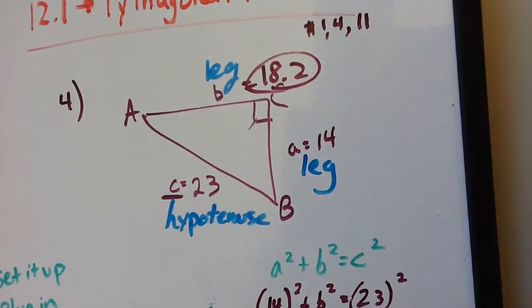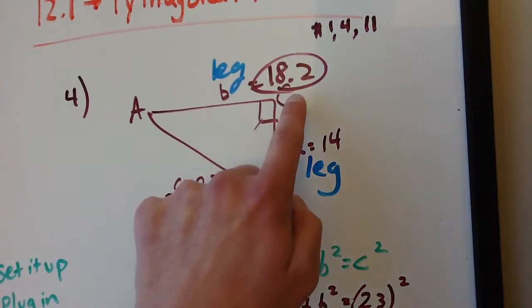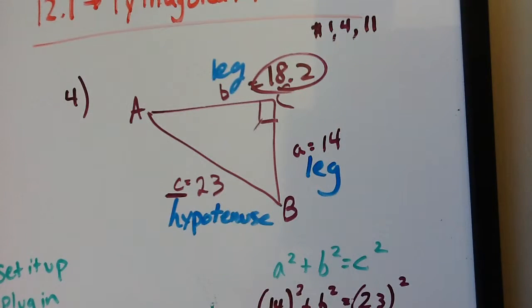18.2 is the length of the other leg, the length of this b right here. Okay? So 18.2 is what you'll put in for your answer for number 4. Don't put b equals. Remember, just put what b is. b is 18.2 because that's rounded to the nearest tenth. All right? So that's number 4. Again, skip a line, go to the next one.